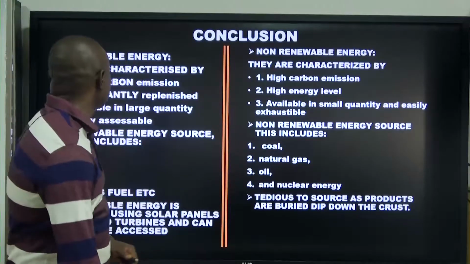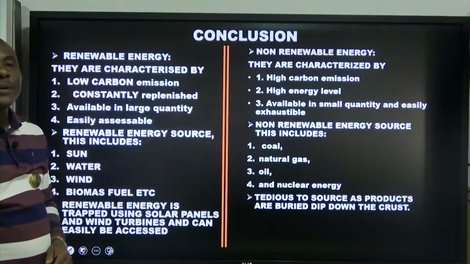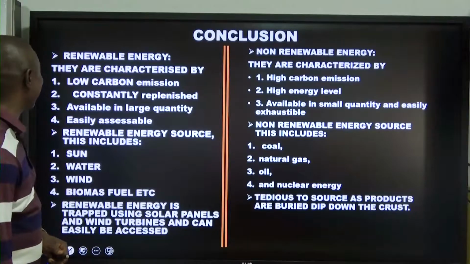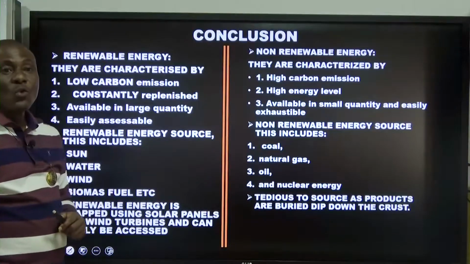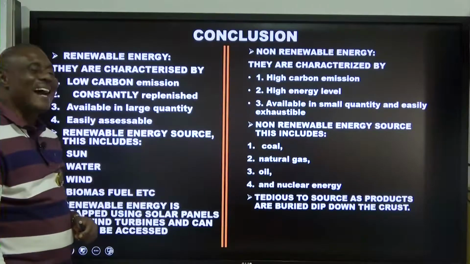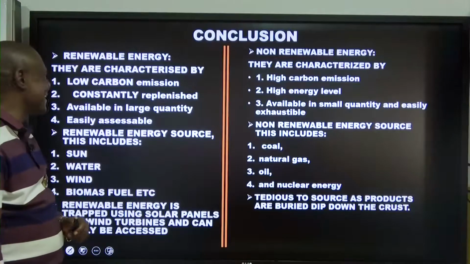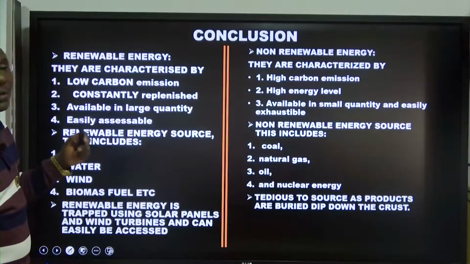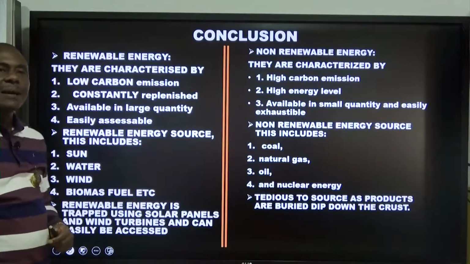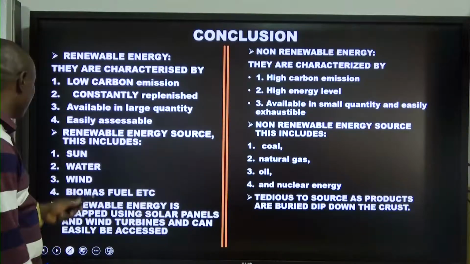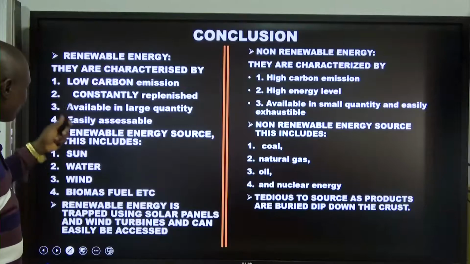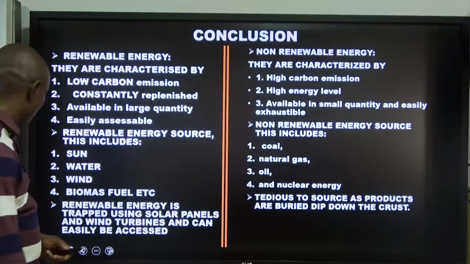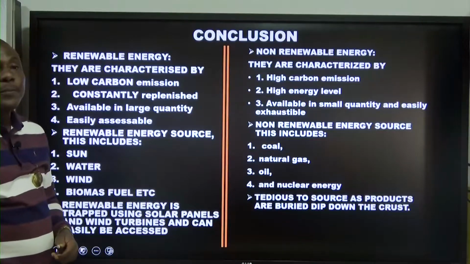Conclusively, we have been able to see renewable energy, and we have also been able to see non-renewable energy. Remember, I told you that renewable energy is characterized by, number 1, low carbon emission. Number 2, they are constantly replenished. Number 3, they are available in large quantity and they are easily accessible. I also told you that renewable energy can be sourced from the sun, from the water, from the wind, from biomass fuels, etc. I said the renewable energy is trapped using solar panels and wind turbines, and it can easily be accessed.